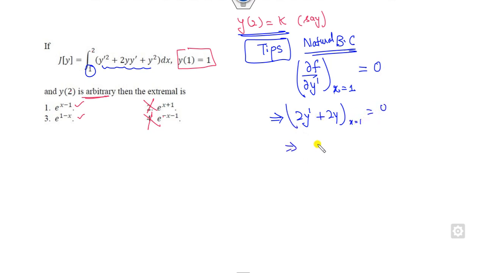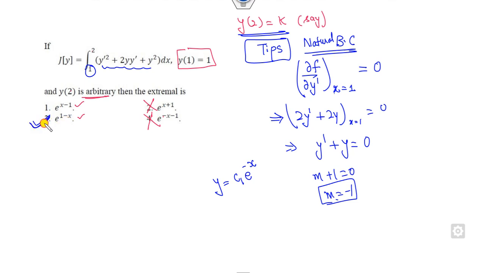So there is no x. So y dash plus y is equal to 0. So what is the meaning of that? It's a simple ordinary differential equation. m is minus 1. So the solution will be c1 e^(−x). So which condition is there? This is the right answer of this problem.